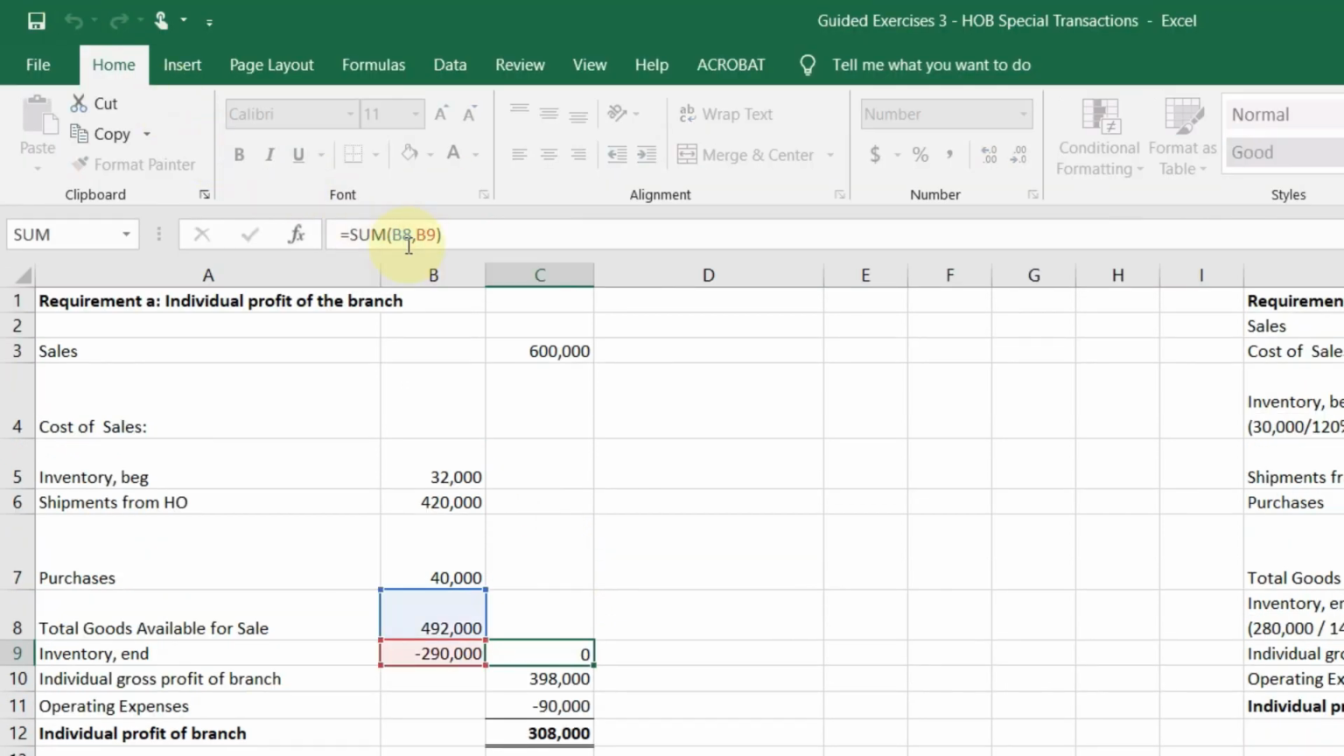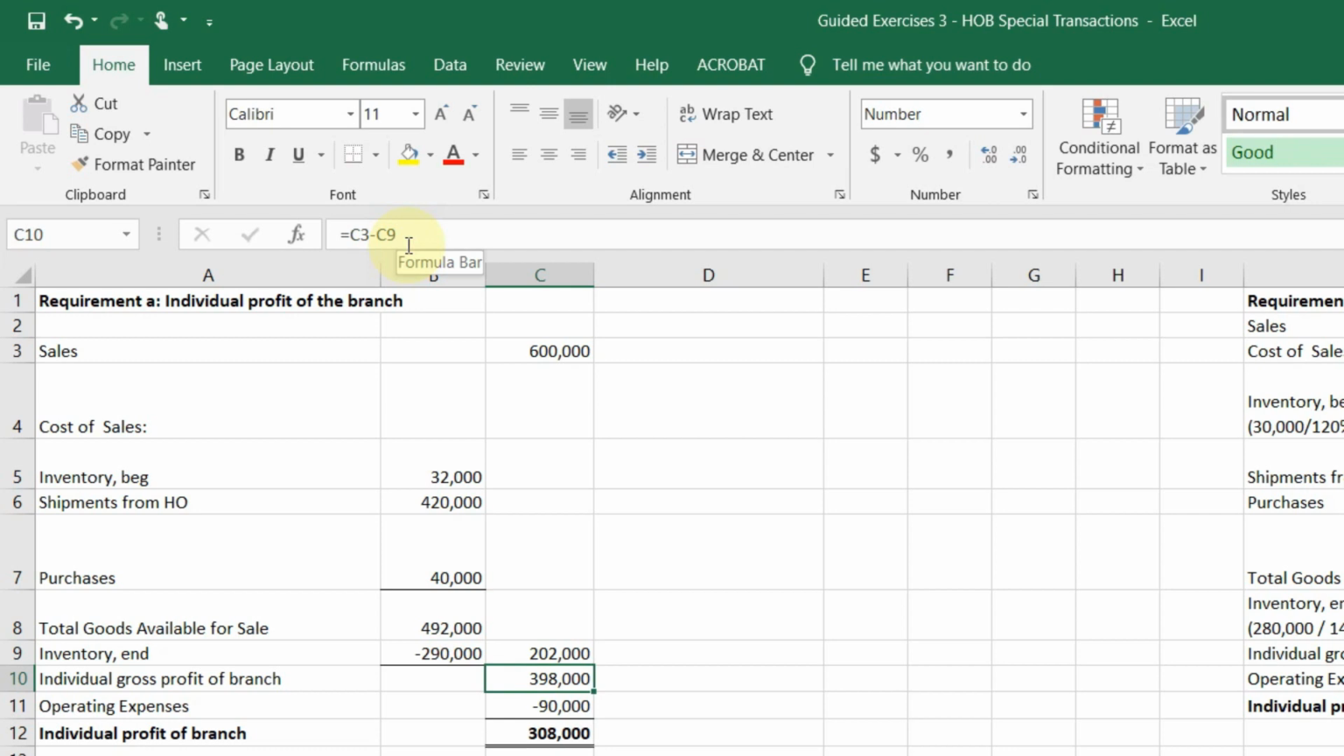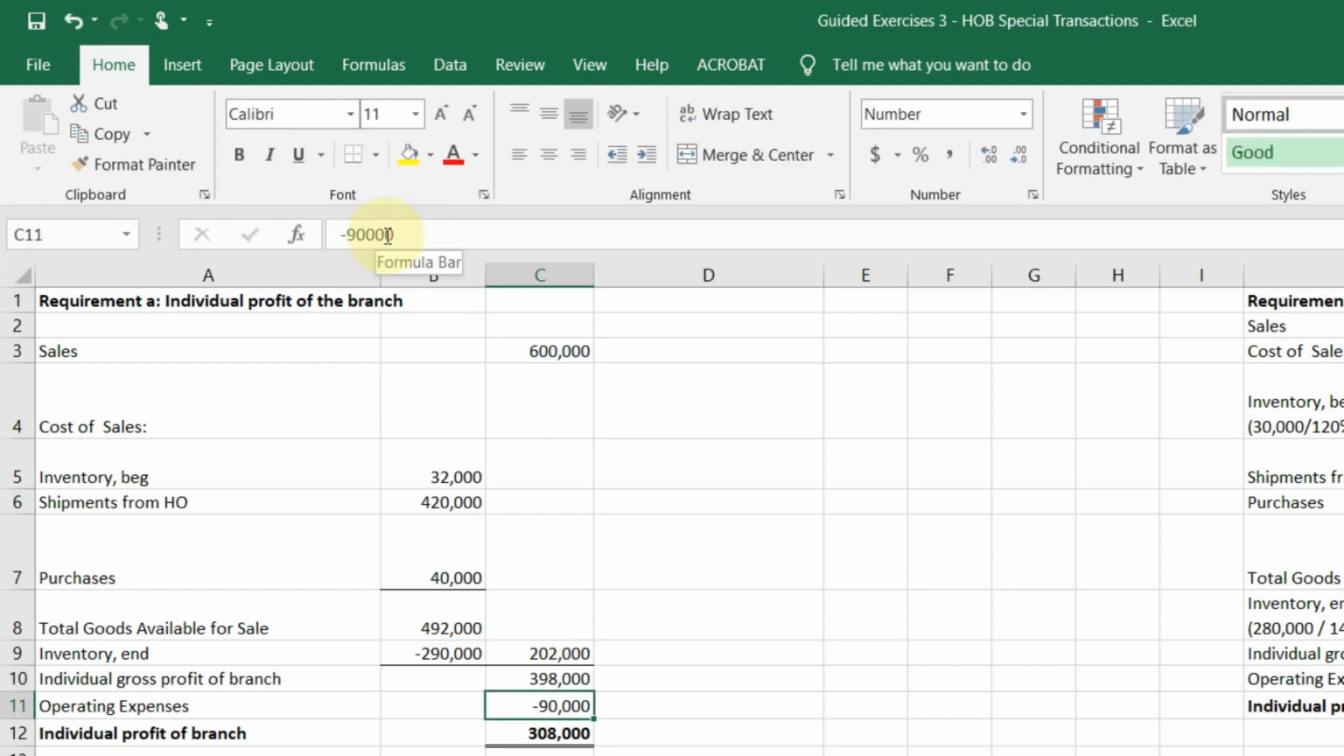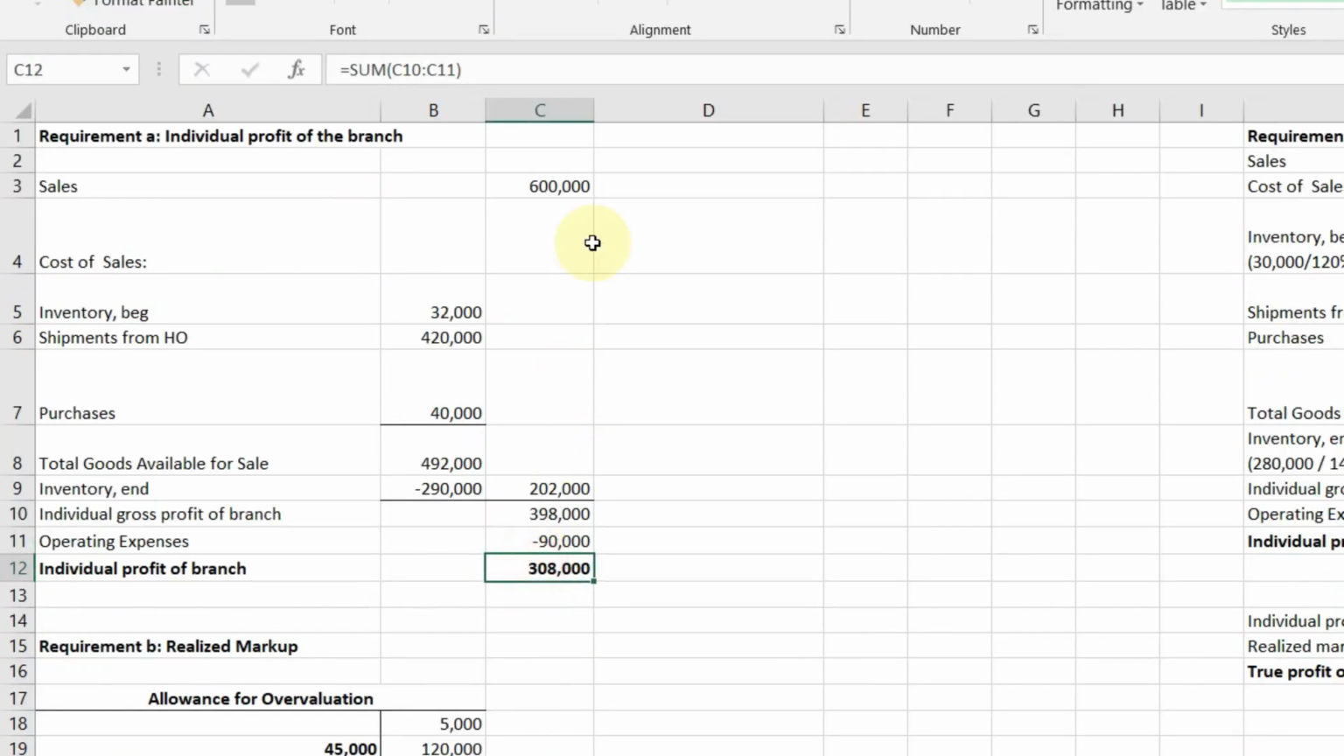Then kunin mo lang individual profit of the branch. Gross profit of the branch, use sales minus COGS, 398,000. Operating expenses, given then, you have 90, and then you have individual profit of the branch, 308,000. O, may 1 point na kayo kung kasama siya sa problem solving, di ba? Dali-daling gawin ng individual profit of the branch. You just have to remember the concepts: shipments from HO ina-add, shipments to branch ng individual profit of the HO ay deduct. Okay?